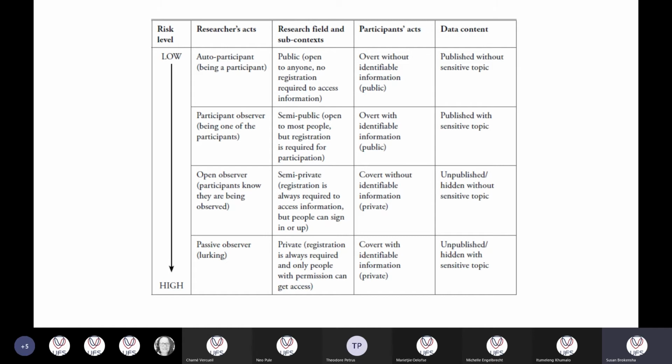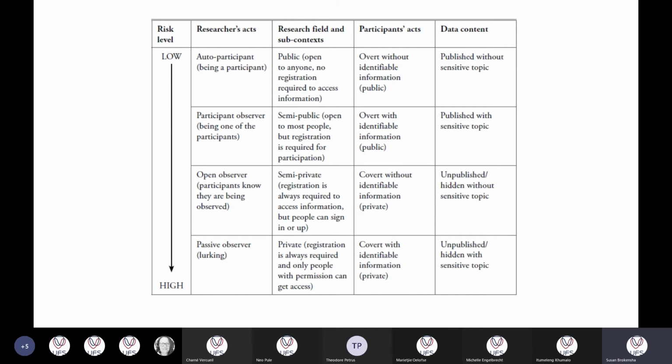First, the site is open to anyone, but readers who wish to discuss an article are required to sign in with Facebook, Twitter, Google, Disqus, or Thought Leader, for example. Second, their comments can be read by anyone who visits the news site. Clearly then, looking at the scale, commenters' acts are overt with identifiable information. Third, comments made may be sensitive in nature if they are made in relation to a contentious topic discussed in a given online news article.